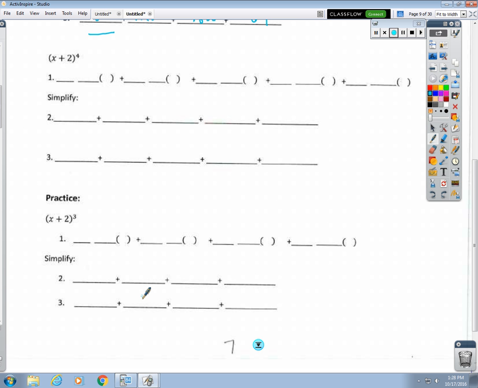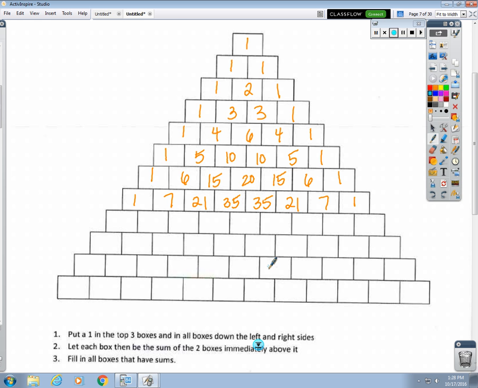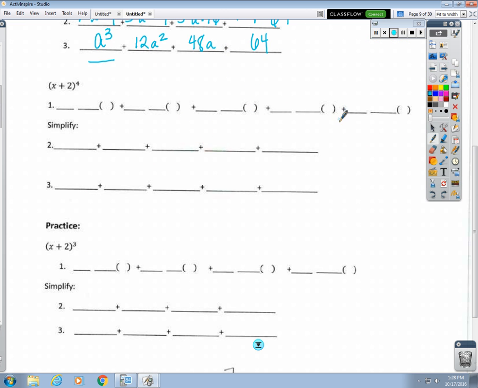What do I do first? Christian, what do I do first? Okay, where do I find these numbers? Okay, what row am I looking for? Okay, it's raised to the 4th power, so I'm looking at this row. There's 2 ways to pretty much know which row to look at. Since it's to the 4th power, you just go down until you first find a 4, okay? Or, since it's raised to the fourth power, we know it'll have 5 terms, so go to the row with 5 boxes. So 1, 4, 6, 4, 1.